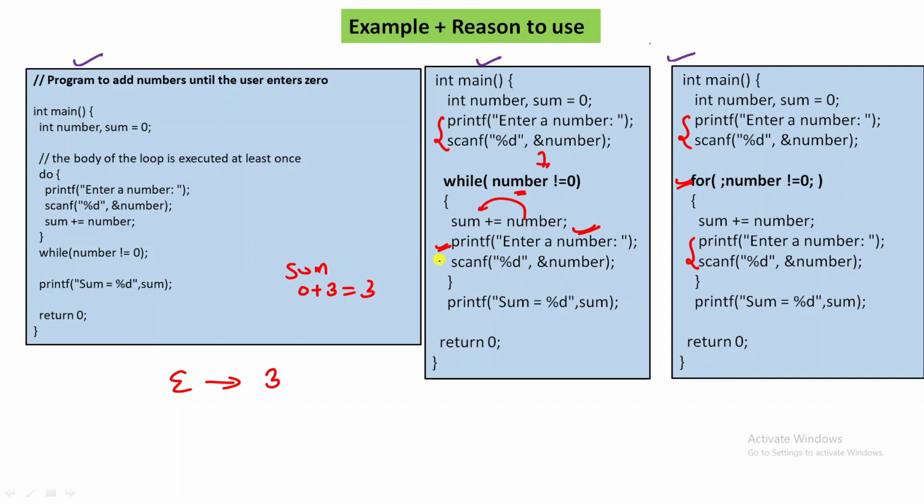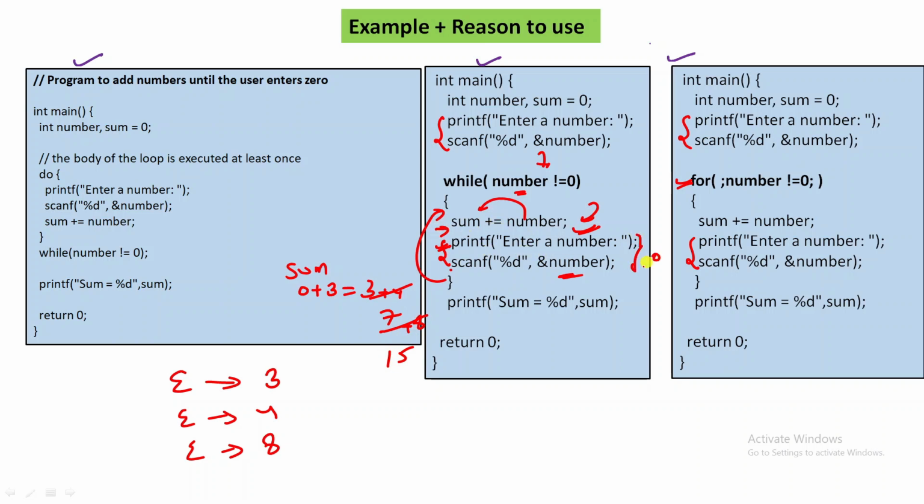Now it is again asking for a number. Again I enter a number, let's say 4. Now it will check if this next number 4 is not equal to 0. Yes, so add this number: 3 plus 4 is 7. After adding, it is again asking for a new number, let's say 8. It will check whether 8 is not equal to 0. Yes, so 8 is also added: 7 plus 8 is 15. Now enter a number.